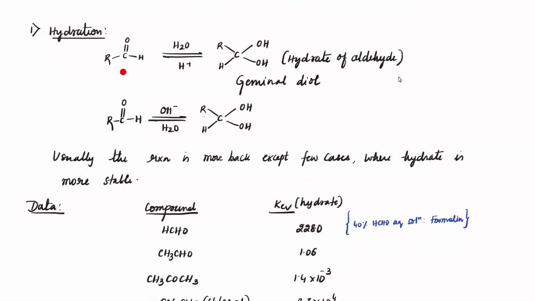When it comes to hydration reactions, I told you that on adding H2O in acidic medium, you will get geminal diols, which are hydrates of aldehydes. Geminal diols as in what? In case you add a water molecule to an aldehyde, you will get two OH groups on the same carbon. If two OH groups are present on the same carbon, we call it a hydrate. And since it is on the same carbon, we use the word geminal diol. This can be seen both in acidic medium as well as basic medium.